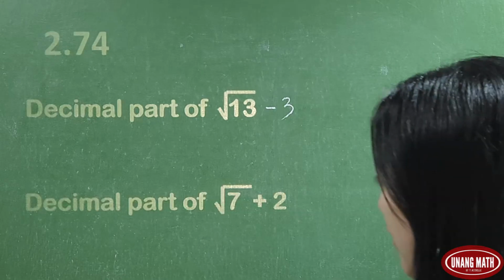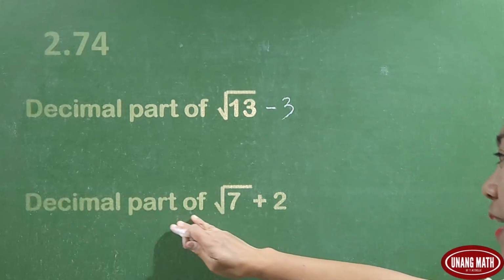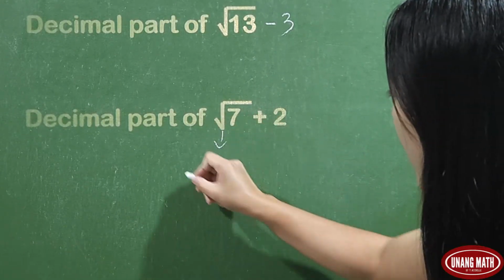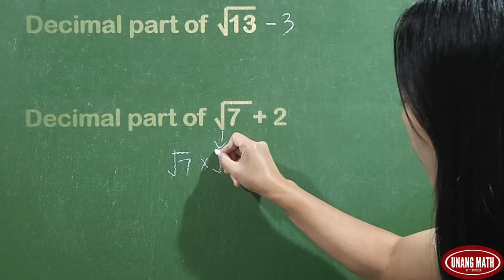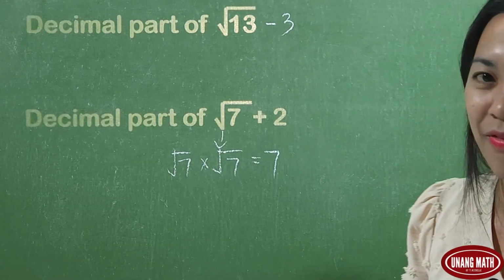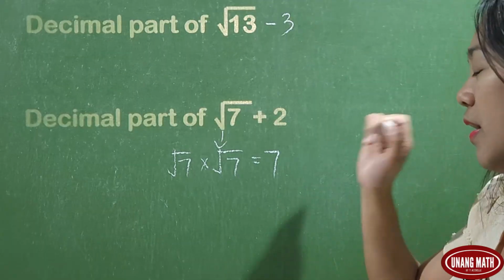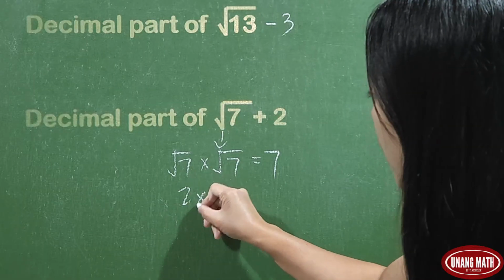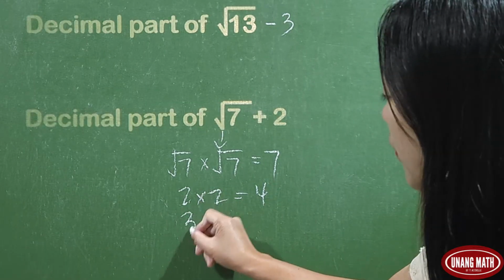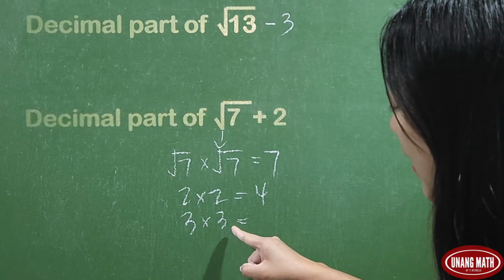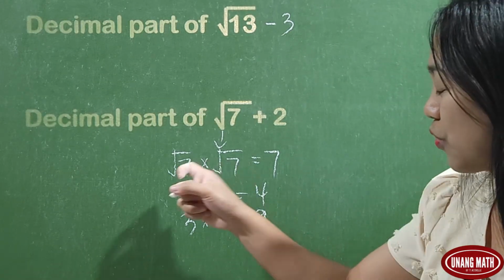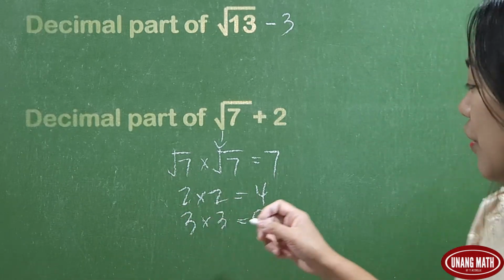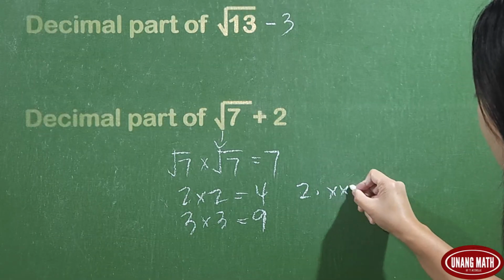Okay, how about the second example? We have here, find the decimal part of square root of 7 plus 2. If it's square root of 7, this means square root of 7 times square root of 7, and this is equal to 7. Find a square number close to 7. If it's 2 times 2, then this is 4. If it's 3 times 3, then this is already 9. So square root of 7 is between 2 and 3. So it's 2 point something.